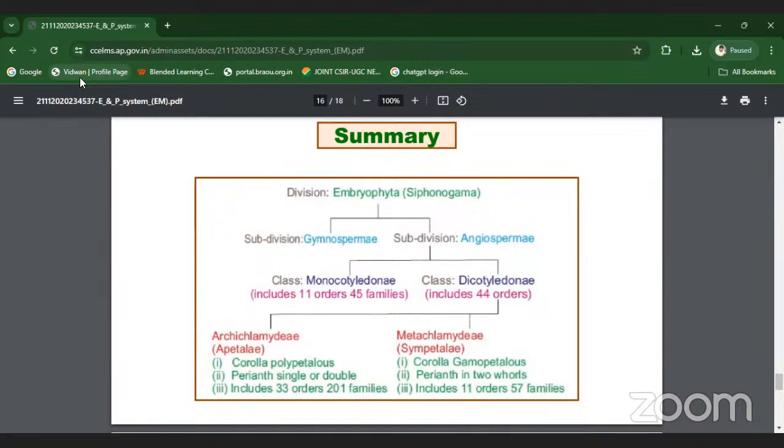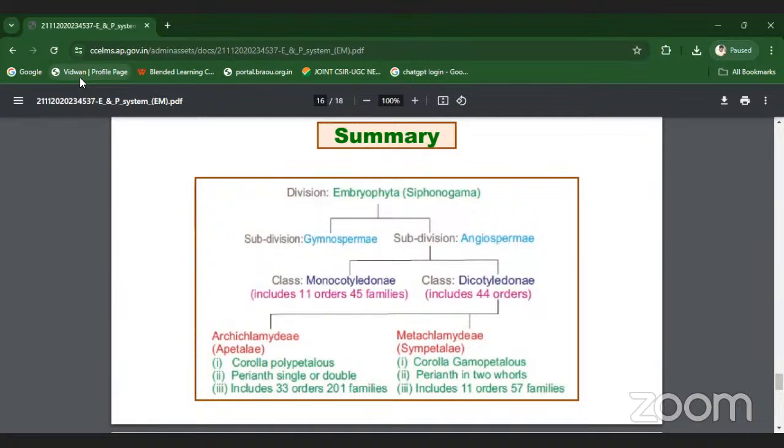And let's see the merits and demerits of this Takhtajan classification. So let's see the first merit. Takhtajan has taken into consideration all available evidence, such as morphological, anatomical, embryological, palynological, cytological, and ultrastructural, while classifying the plants. Not only morphological and anatomical characters, as in Engler and Prantl, but embryological, palynological, cytological, and ultrastructural considerations, all this. The system is in accordance with the rules and regulations of the International Code of Botanical Nomenclature.